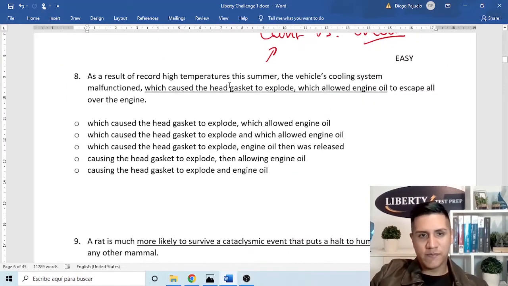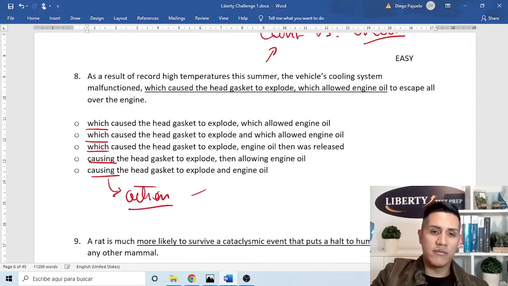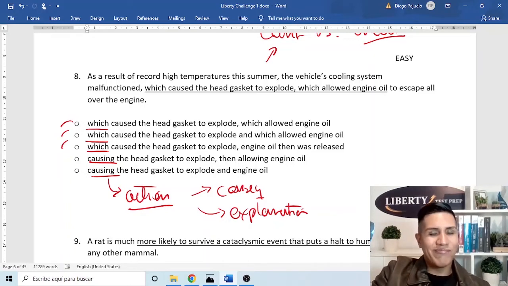Number 8. Okay, here pretty easy. First split: which versus causing. We know that -ing is basically modifying an action, right? It's an adverb to indicate a consequence or an explanation. On the other hand, which is modifying a noun, usually a noun that is next to it. Which here would be wrong.